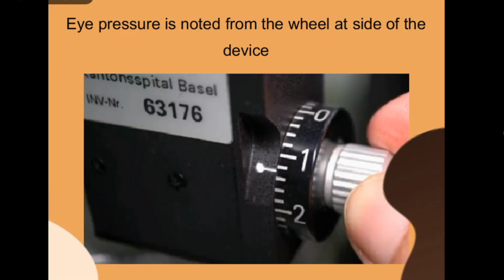You have to see there in the measuring device there will be a knob on this side of it, which is actually the measuring dial or the wheel from where you have to measure the intraocular pressure. अब pressure कहाँ से measure करेंगे? From this wheel. Okay, so ये measuring device के side पे है.